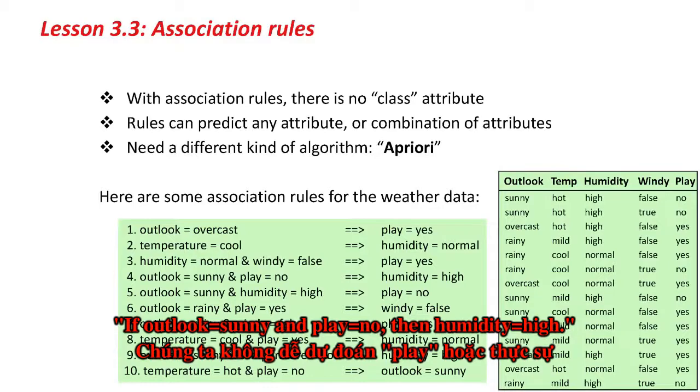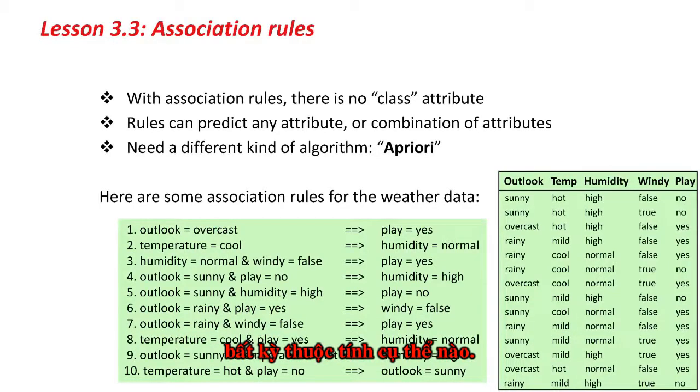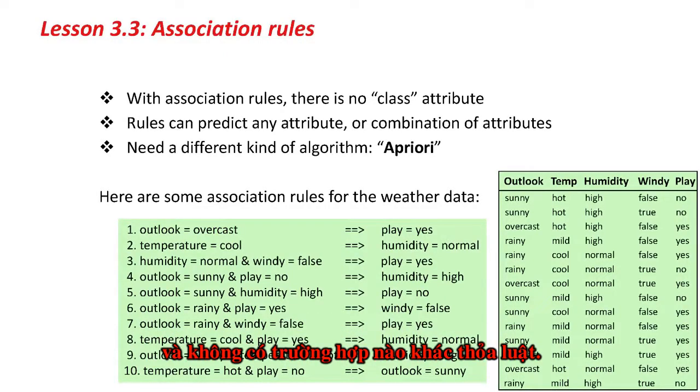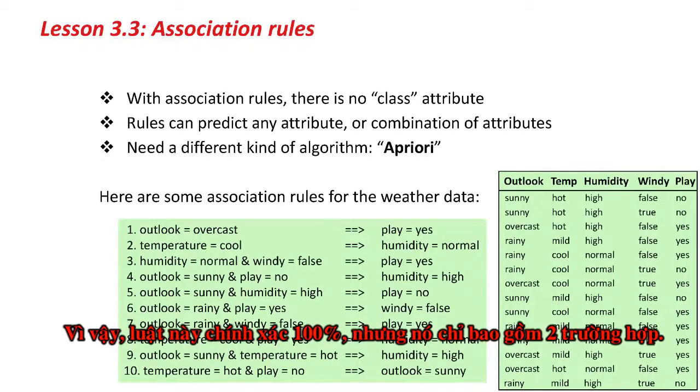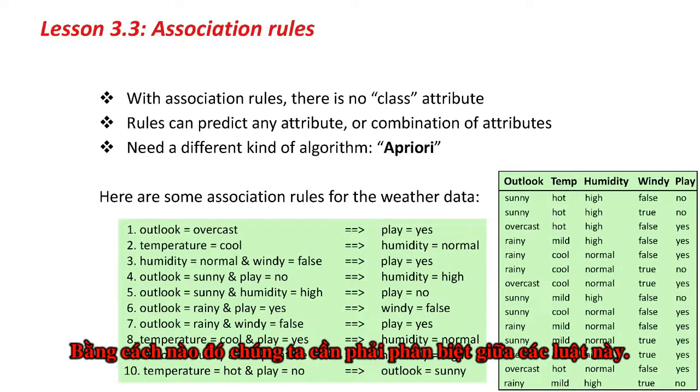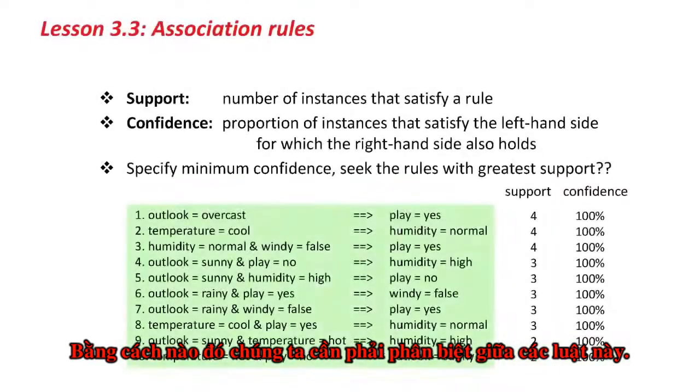We don't have to predict play or indeed any particular attribute. And if you look at that rule number 4, the outlook is sunny and play is no, the first two instances satisfy that rule, and there are no other instances that satisfy that rule. So it's 100% correct, but it only covers two instances. There are lots of 100% correct rules for the weather data. I think there are 336 rules that are 100% correct. And somehow we need to discriminate between these rules.